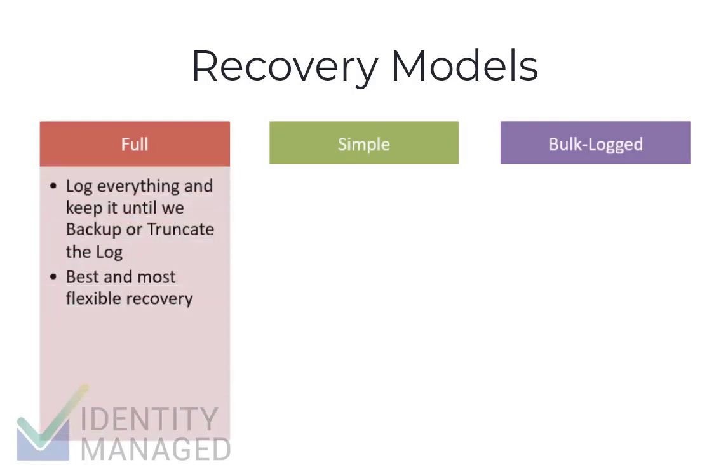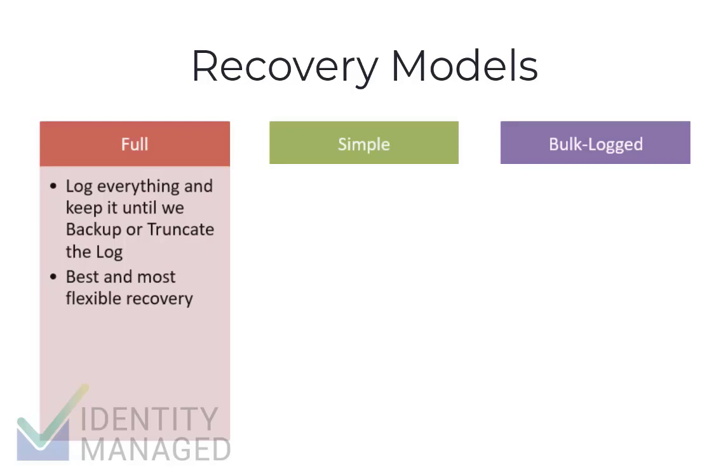In the full recovery model, we write everything to the transaction log, and we keep it there. And so that transaction log gets bigger and bigger until we back up the transaction log or truncate it, which means just throwing that away without backing it up. If we back up the transaction log, that gives us a lot of flexibility when we have to restore. We can actually restore right up to a particular moment in time and stop it right there.